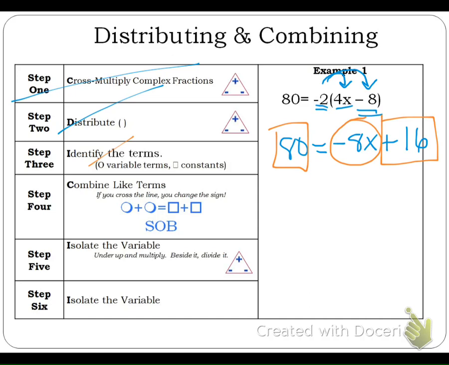You won't always have to do every single step, as like what we saw in the beginning of the problem. We didn't have to cross multiply in this problem. Do we need to combine like terms? Yes, we do. We have two constants we need to combine.